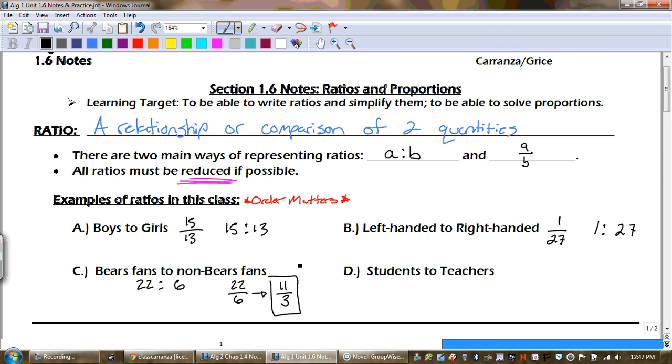Students to teachers, we had in class 28 students, and with Miss Carranza and myself, there's 2 of us. So as a fraction, that's 28 over 2, or if you reduce that, it's the same thing as saying 14 over 1.